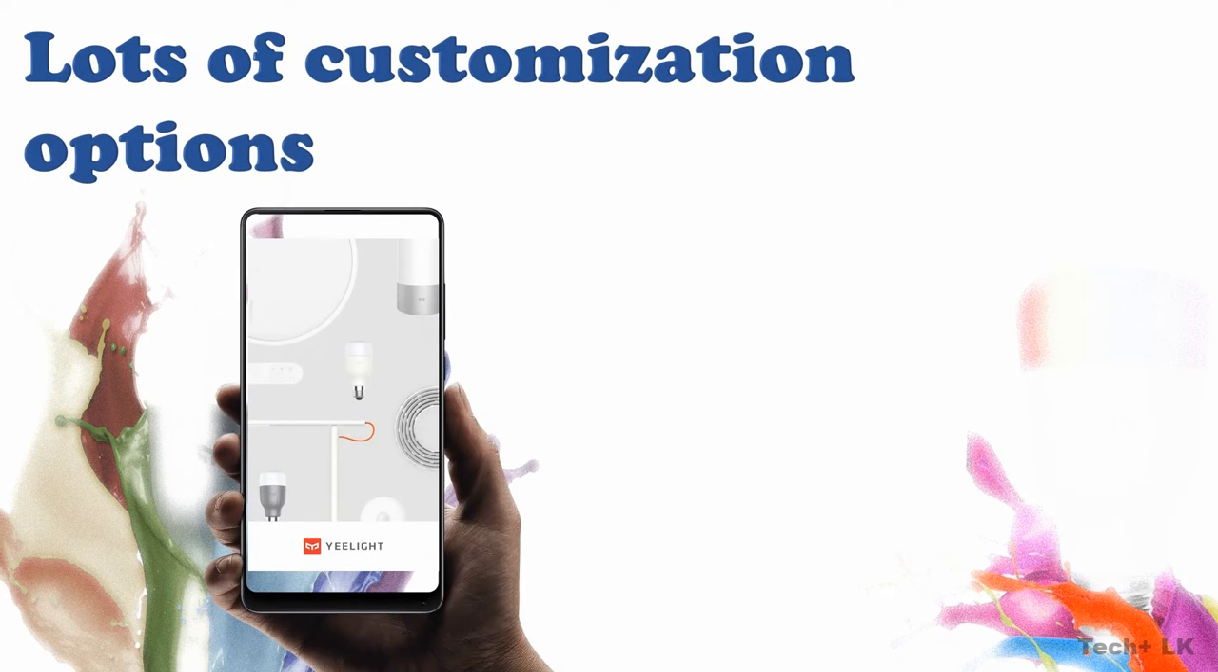The next feature I will bring to you is lots of customization options which we can use with Yeelight. Yeelight can be integrated with multiple third-party tools for better control and automation. Google Home One is an AI-based controlling and automating option, and also a voice commanding based controlling.